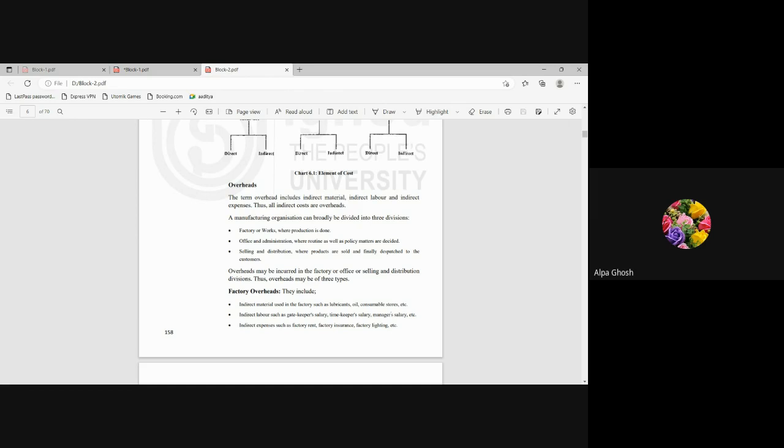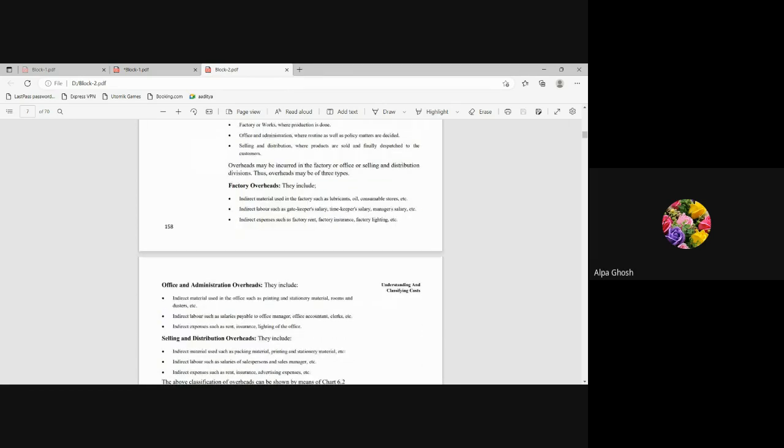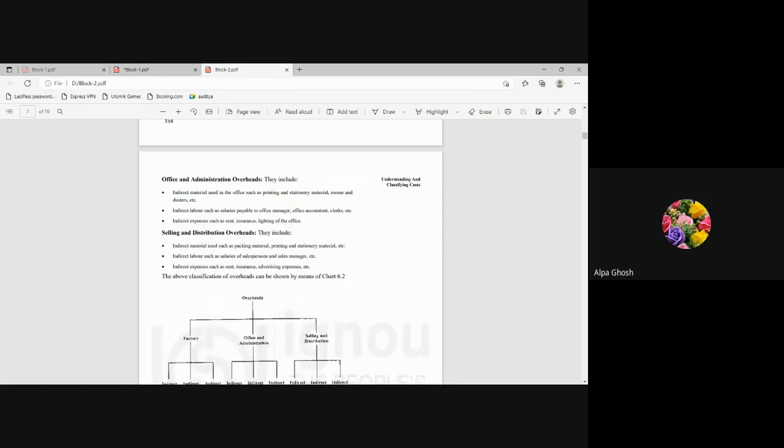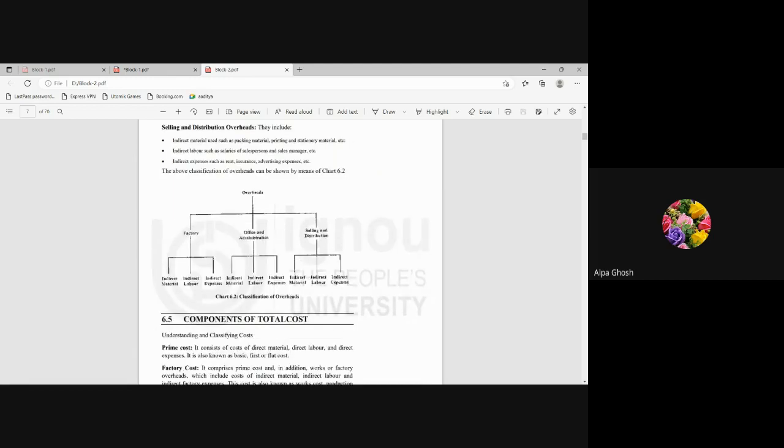We have factory overhead, with all the expenditures under different heads. When it is incurred in the factory, it becomes factory overhead. When the expenditures are made in the office and in the administrative block, it is known as office and administrative overheads. When the expenditure is made for sales and distribution, it is known as selling and distribution overhead. So again, this is the flow chart: overheads, factory overhead, office and administration overhead, and selling and distribution overhead.